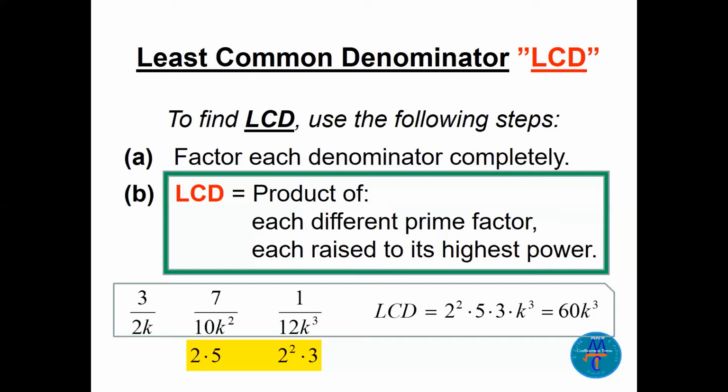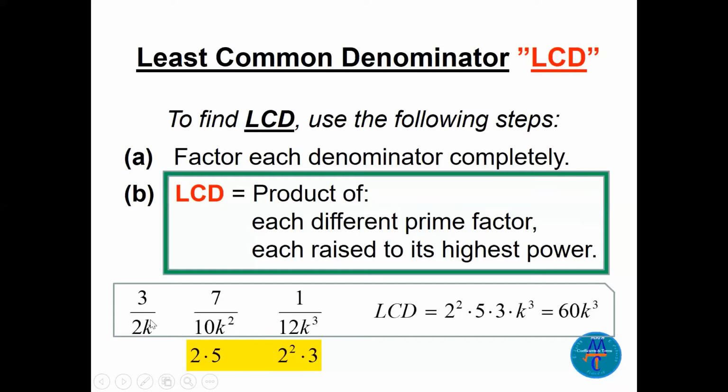Multiply all these prime factors, each one raised to its highest power. Let's look at this simple example. We have 3 fractions with very ugly denominators: 3 over 2k, 7 over 10k squared, 1 over 12k cubed. How can we add these 3 rational expressions?